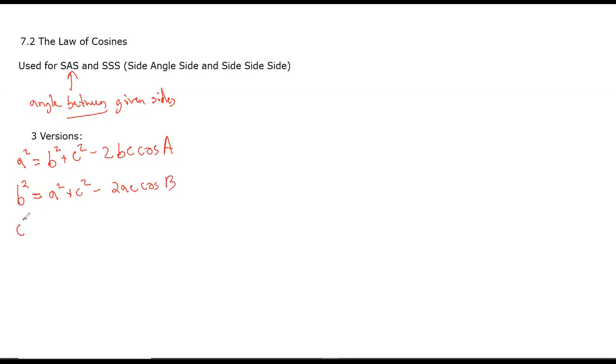And the third version of this is c squared equals, and if you're good with patterns, you might be able to go ahead and figure this out on your own. When it was a squared, we used b squared and c squared here, b and c here, and then the angle A here. When it was b squared, these are the other side lengths, and then the angle B. So c squared should be the same pattern, but with the other letters A and B. So it should be a squared plus b squared minus 2ab times the cosine of angle C.